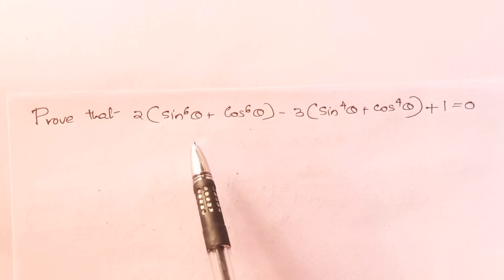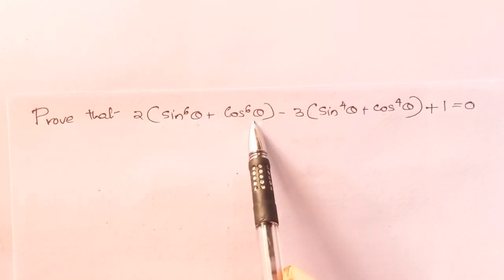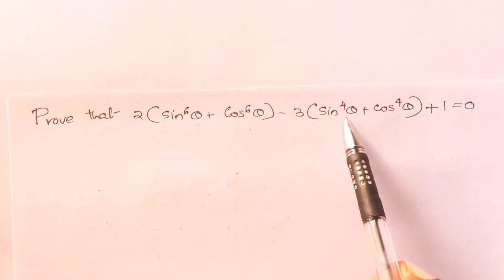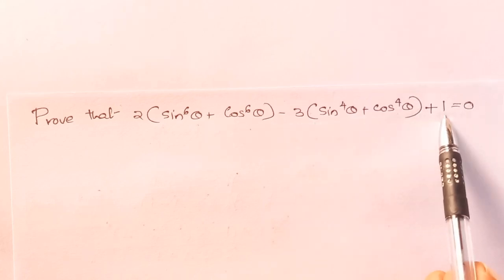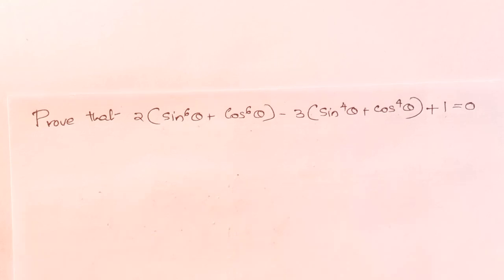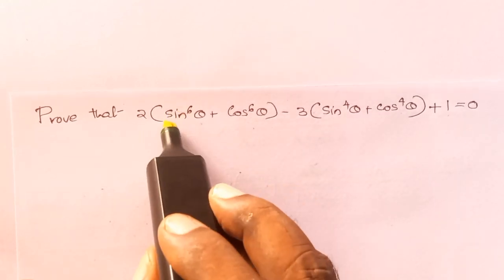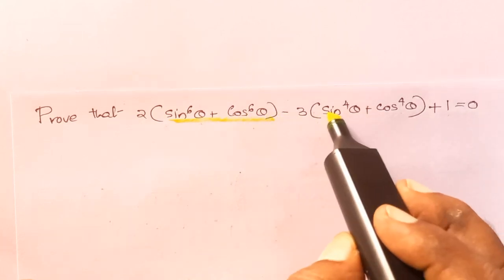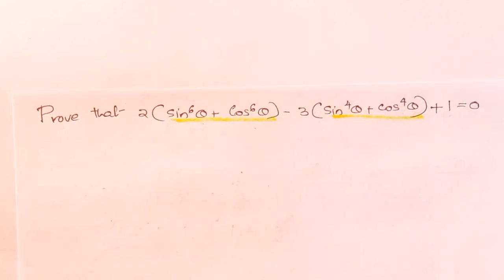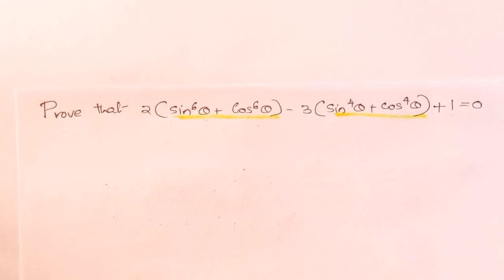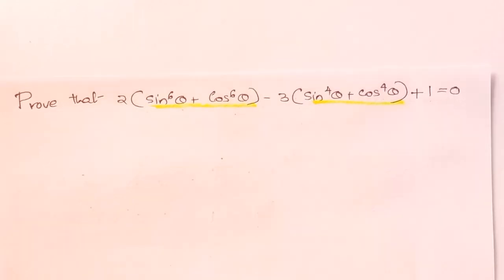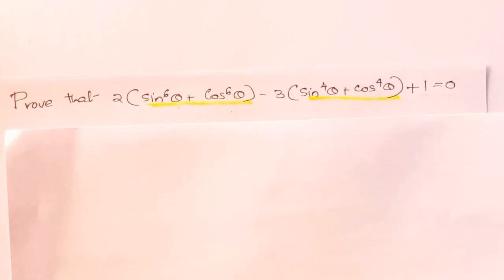Look at this left hand side. 2 of sin raised to 6 theta plus cos raised to 6 theta, minus 3 of sin raised to 4 theta plus cos raised to 4 theta, plus 1. Here you have two terms to be simplified at the beginning, this term and this term. So if these two terms are simplified, then the steps are going to be very simple. So let's see how to do this left hand side and these two brackets first.